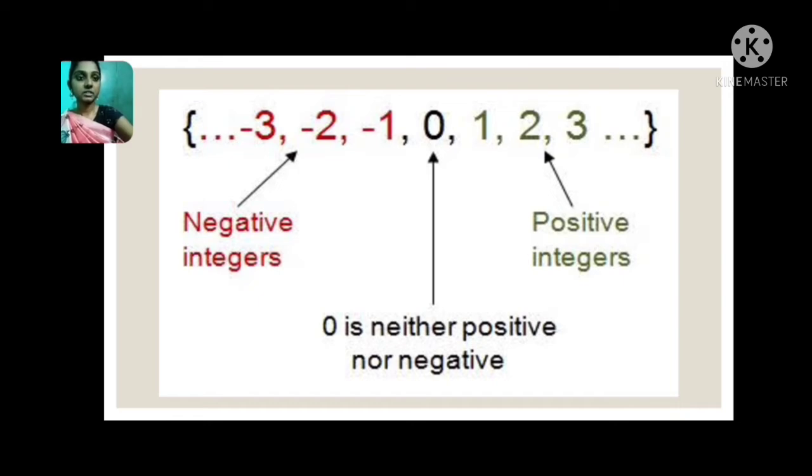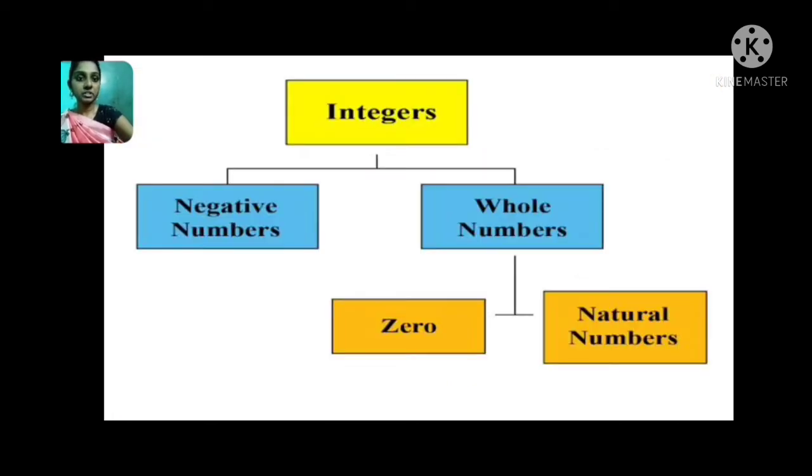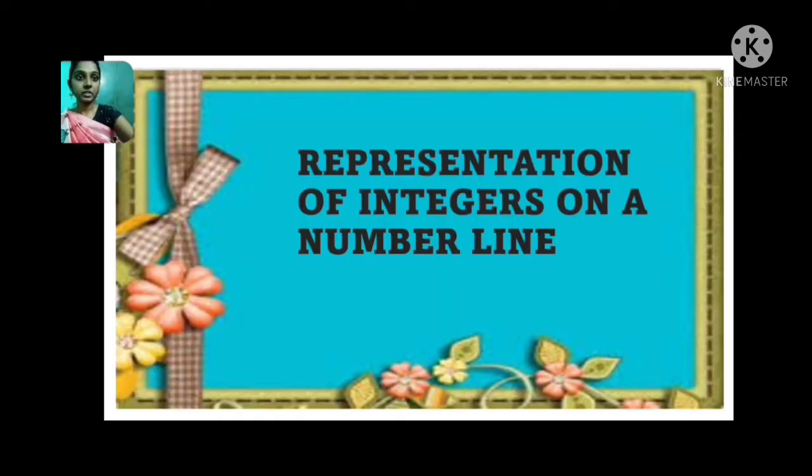That is, integers have 0 at the center, to the left of which are the negative numbers and to the right of which are the positive numbers. Summarizing in a simpler way, integers consist of negative numbers and whole numbers, where the whole numbers include 0 and the natural numbers. Now, let us see how to represent these integers on a number line.